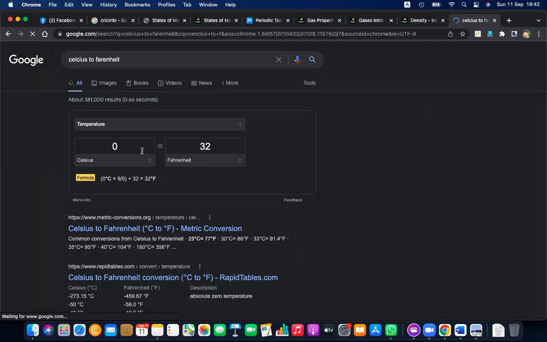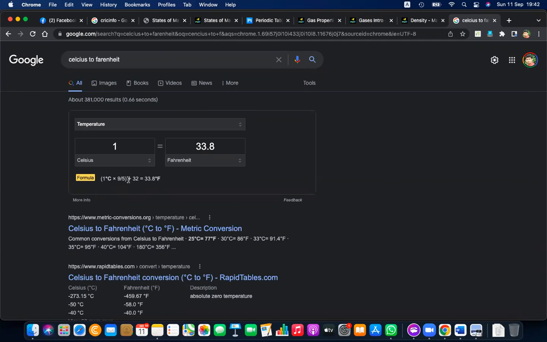Celsius to Fahrenheit, you can see 0 is 32. How did that happen? You have to multiply by 9 divided by 5 and then add 32. That is how the value comes, right? So for Celsius, you multiply by 9 upon 5 and then add 32 to that. When it is 0, it is 32, right? But when it is 1, it is not 32, it is 33.8. Because you multiply by 9, divide by 5, then add 32 to that. That is how the Fahrenheit conversion happens.